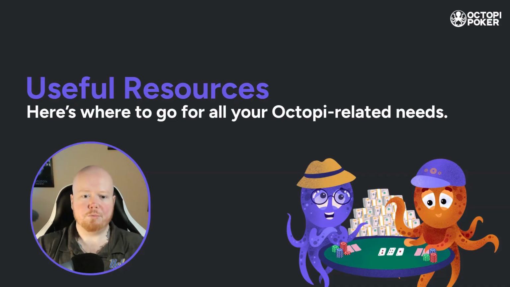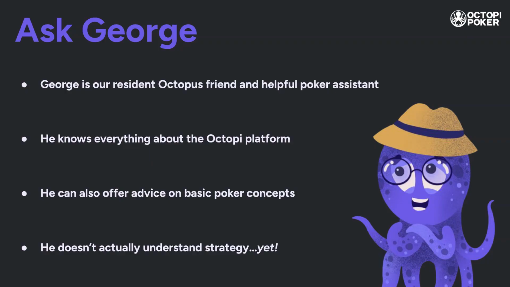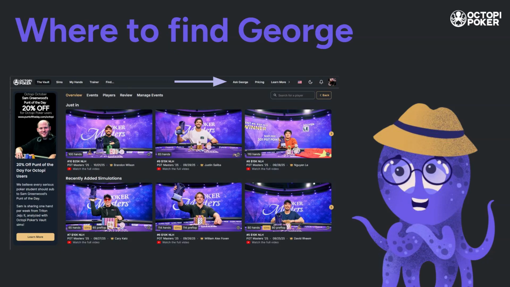Now let me point you to some useful resources so you always know where to go. For issues, outages, and updates, check out the Known Issues channel on Discord. For bug reporting, go to Issues and Bugs. New feature requests to, you guessed it, request new features, and Octopi News to know when new features are added. And finally, meet George. He's our resident octopus friend and helpful poker assistant. George knows everything about the Octopi platform and can offer advice on basic poker concepts. Fair warning though, he doesn't actually understand strategy yet, but he's great for navigating the site and answering your questions about how things work.